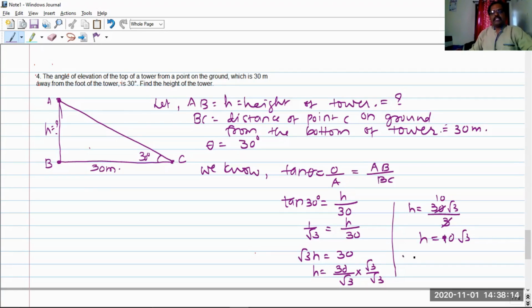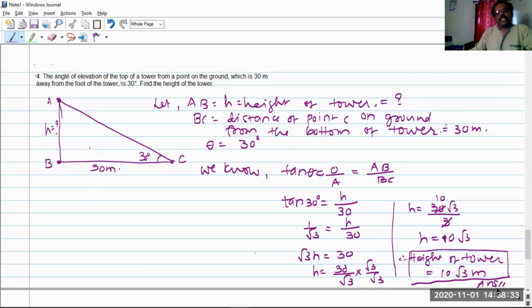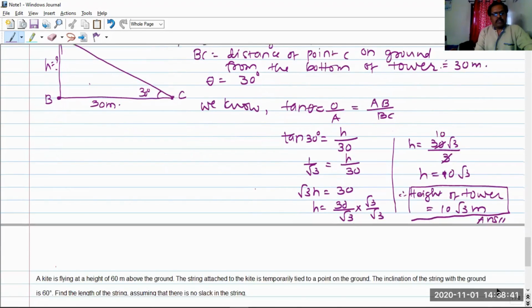But what is H? H is nothing but the height of the tower. So we can write the height of the tower is equal to 10 root 3 meters. So that will be your final answer. Hope everyone understood this, right? So that is the way to solve such type of example, students. We'll try one more example, then we'll stop.